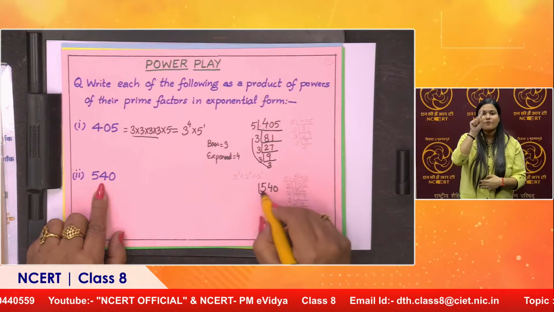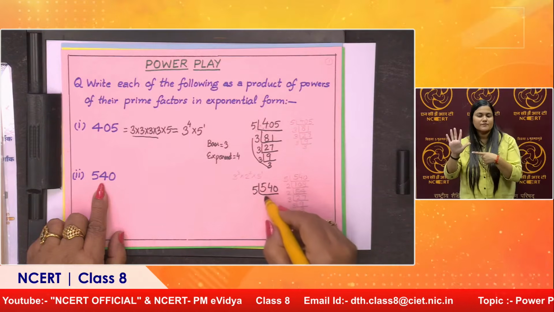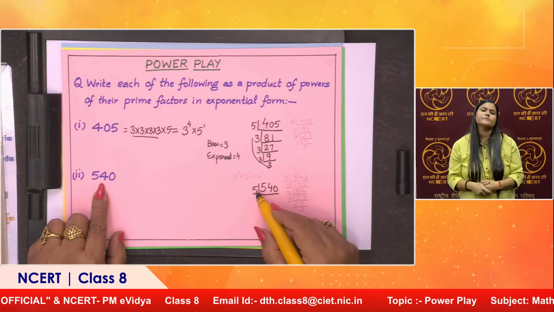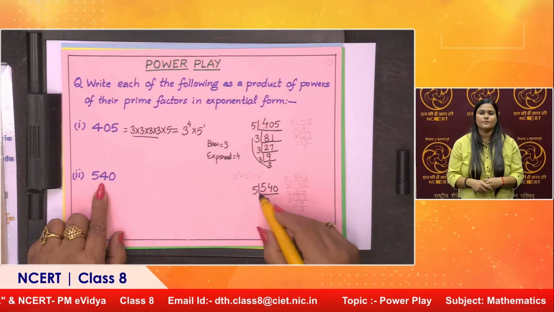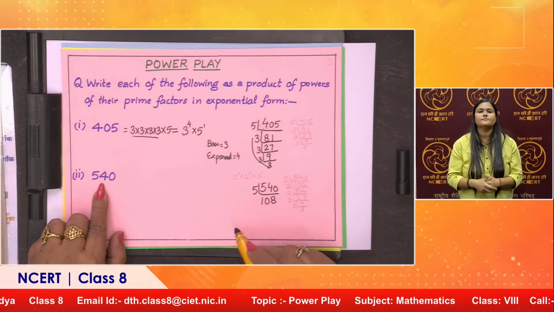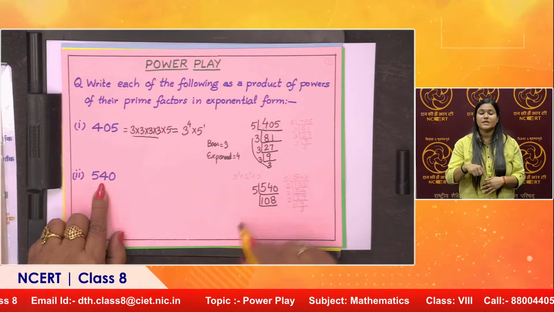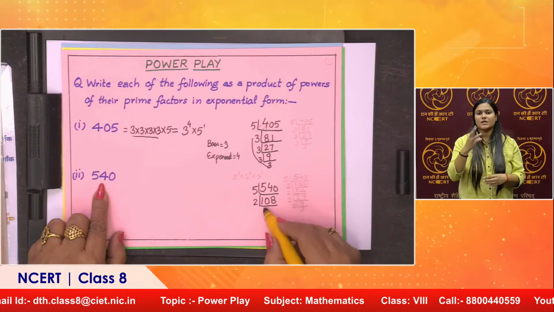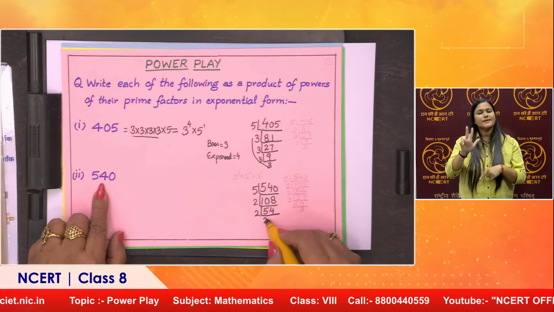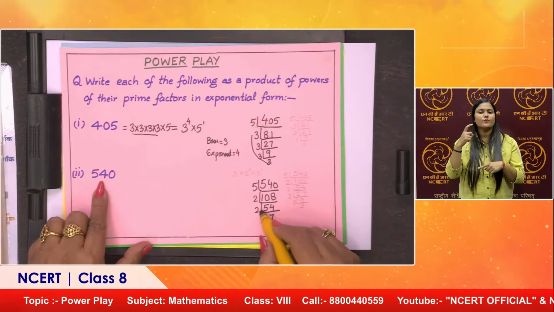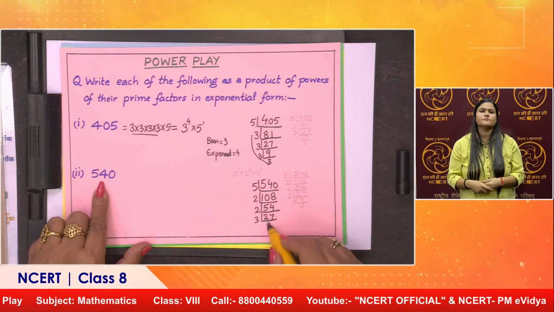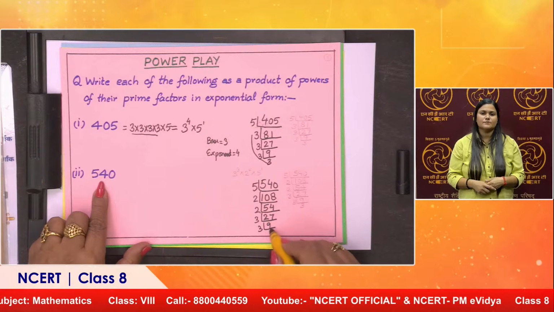540. Here I know it is divisible by 5. So, 5 ones are 5. 4 is not available for us to divide with 5. So, we will have 0 here and it is 8 times 5, 8 fives are 40. Now, we can use what number? 2. 2 fives are 10 and 2 fours are 8. 2 twos are 4. 2 sevens are 14. Right? Now, we can go for 3. 3 nines are 27 and 3 threes are 9.